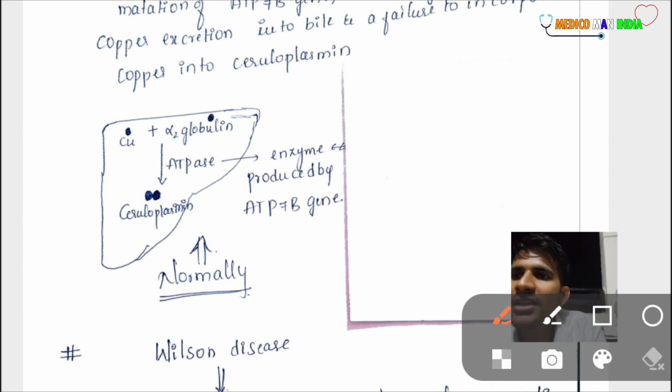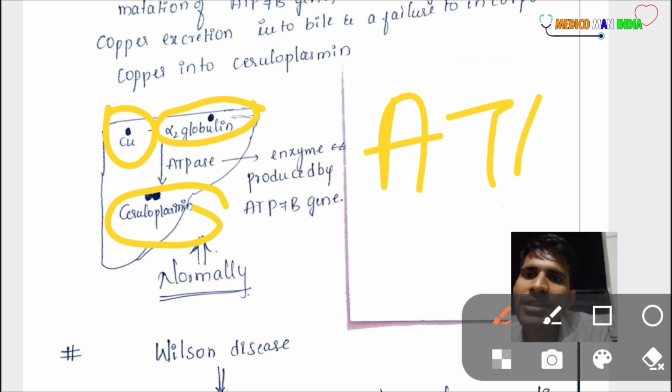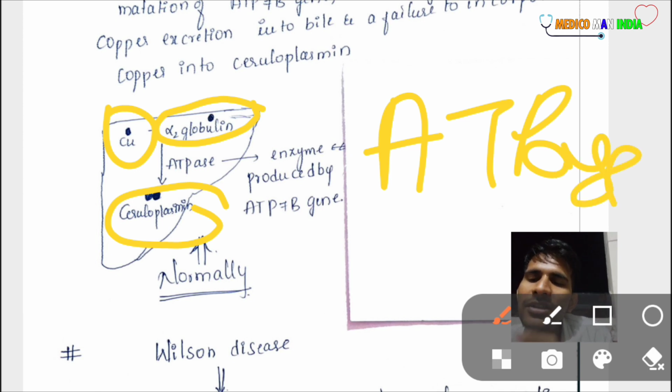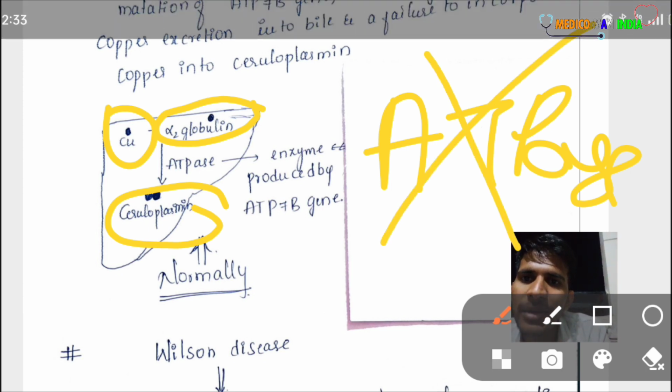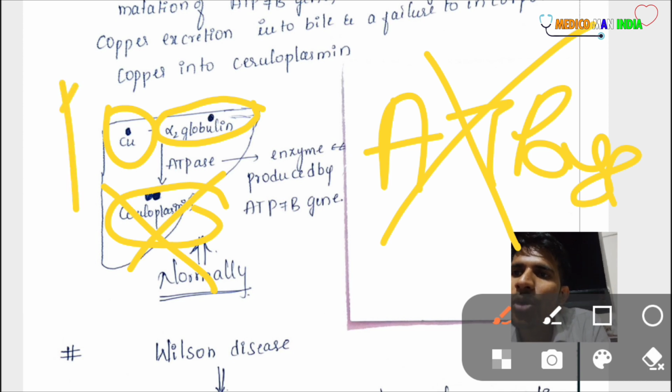See, you can see there is copper here and there is alpha-2 globulin. Both combine and form the ceruloplasmin. Ceruloplasmin is one of the plasma proteins. For combination of copper and the alpha-2 globulin, we require ATPase enzyme. This ATPase enzyme is coded by the ATP7B gene. When there is mutation in the ATP7B gene, there is absence of this ATPase enzyme. So copper and alpha globulin cannot combine and there is no formation of ceruloplasmin. Thus more and more copper increases in the serum and gets deposited in different parts of the body. Okay, understood?